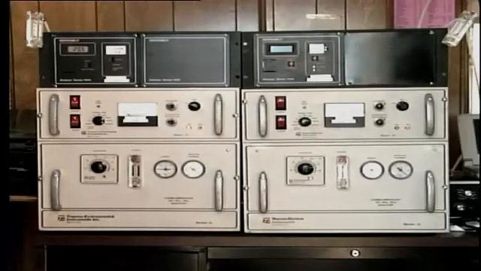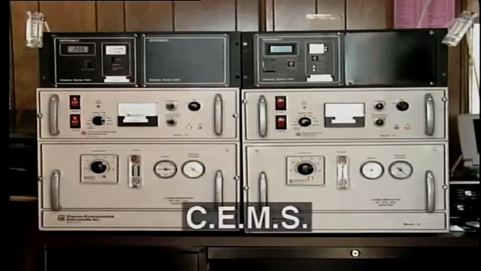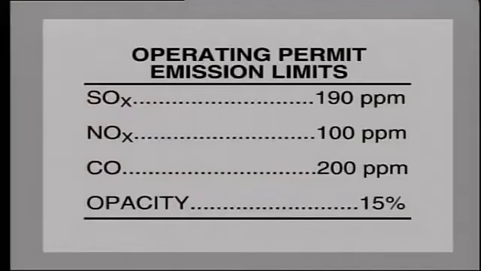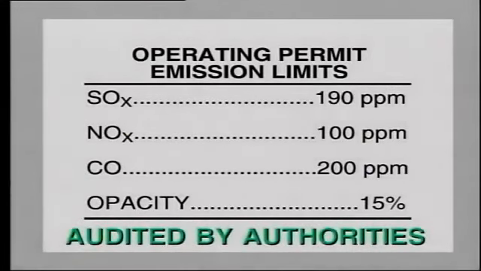Monitoring of critical discharges from the plant is performed on a continuous basis through the Continuous Emission Monitoring System, known as CEMS. Regular reports must be submitted to the environmental authorities, and spot checks and audits are often carried out without prior notice. But what are these pollutants and where do they come from? Well, the source of most pollutants is in the fuel itself, as we'll see in a moment.